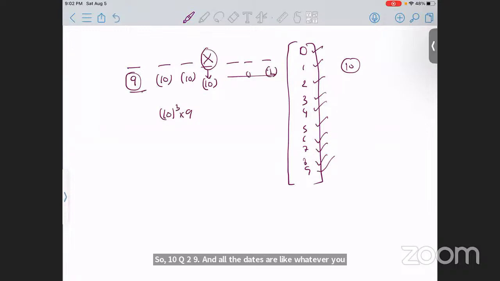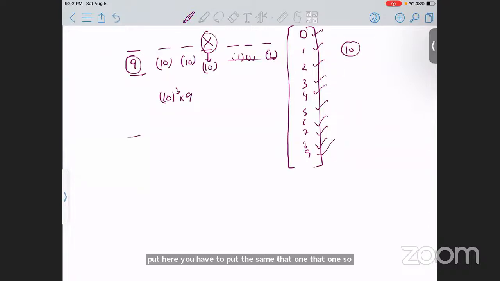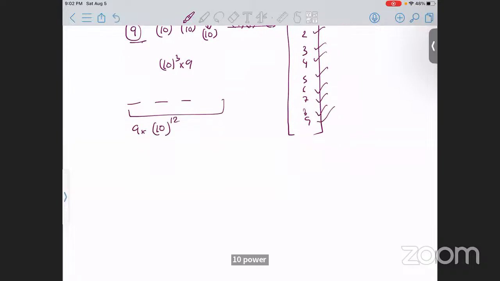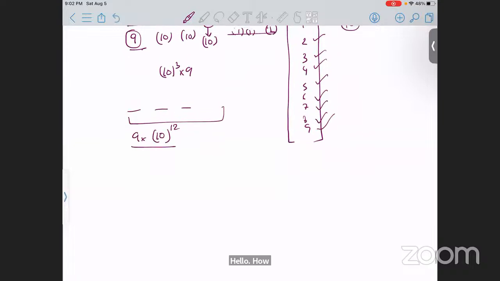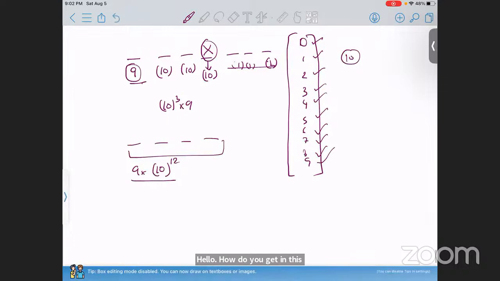So coming to 25 digits, what is it for 24 digits? It is 9 into 10 power 12. Agree? Are you getting this? Yes, sir. Got it, sir. So you have to put 1.